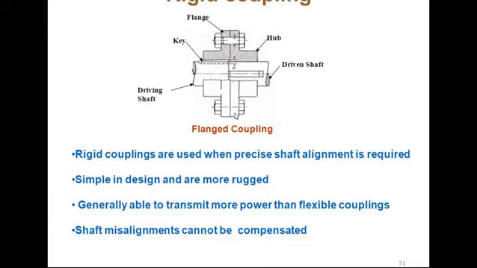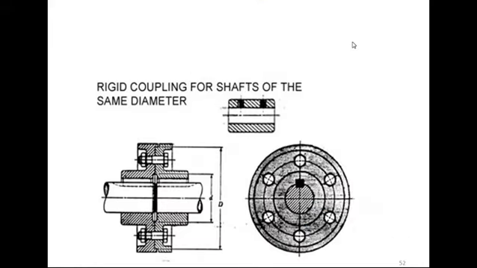So when the driving shaft transmits the motion to the driven shaft, this is used as, or we can say this is, a rigid coupling. So this is a general diagram for the rigid coupling. And here one more point: this rigid coupling is used for shafts of the same diameter. So wherever both diameters are equal.